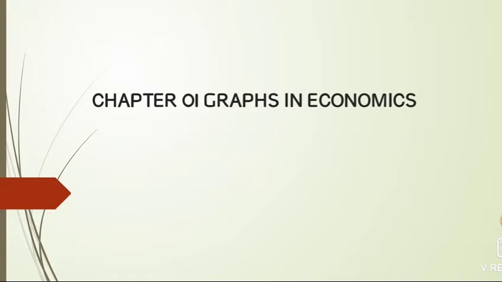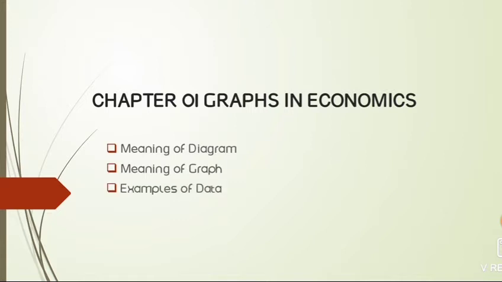So what role do graphs play in economics? What types of graphs are there? There is a diagram, a graph, and what is being represented in economics. All these things we are going to learn in this chapter. So for today the contents are: the meaning of diagram, what is a diagram, for what purpose diagrams are made, from where they are made, and who are the people who use this particular diagram; the meaning of graph, what is a graph, who makes the graph, how graphs are made. All these details we are going to learn in this, followed by examples of data.